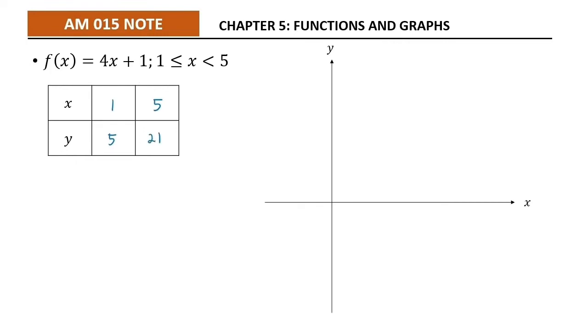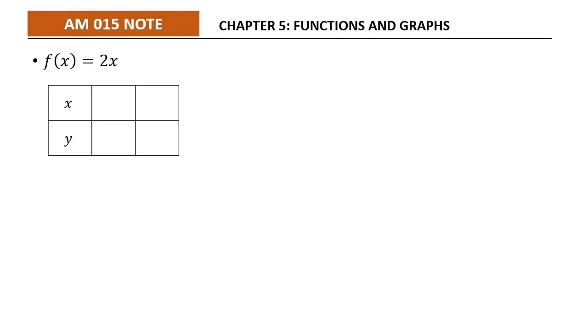Then sketch the graph here. X equal to 1, y equal to 5 is included, and when x equal to 5, y equal 21 is not included. Connect these 2 points. X equal to 1 up to x equal to 5, not included. Then label the graph f(x) equal to 4x plus 1.